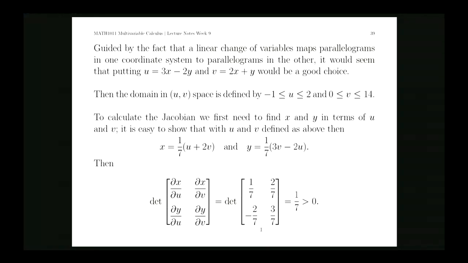Notice that if this is 0, then you're not mapping a closed region to a closed region. It ain't going to work. So this will never be 0. If it's 0, you've made a mistake somewhere. You've picked the wrong transformation. So it won't ever be 0, and we just make sure it's positive. That's what the absolute values in our formula do.